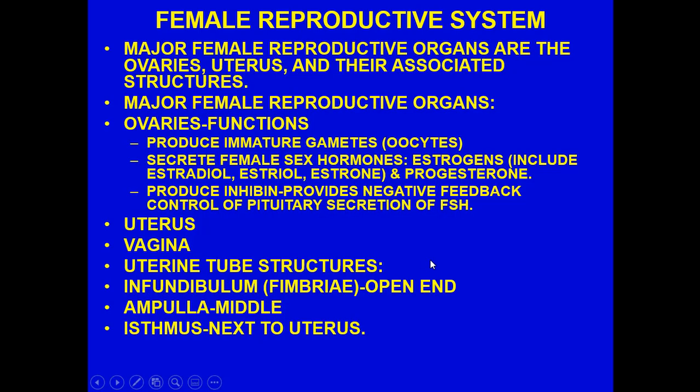Now, major female reproductive organs are the ovaries, uterus, and their associated structures, which I've talked about. We're going to get more and more in depth with both structure and, to a degree, the function of them. When we talk about the ovaries, their functions are to produce immature gametes, oocytes, and to secrete female sex hormones, estrogens. And when we say estrogen as a plural, it's not because it's a typo. Actually, estrogens are a collection of very similar molecules.